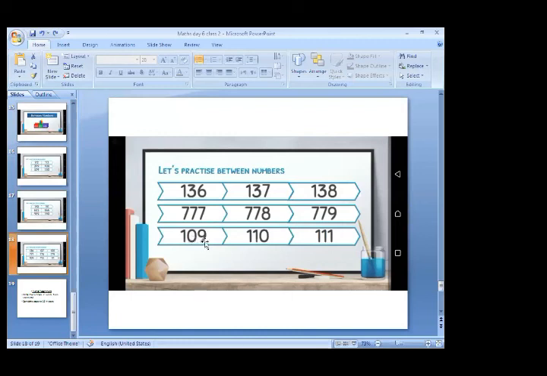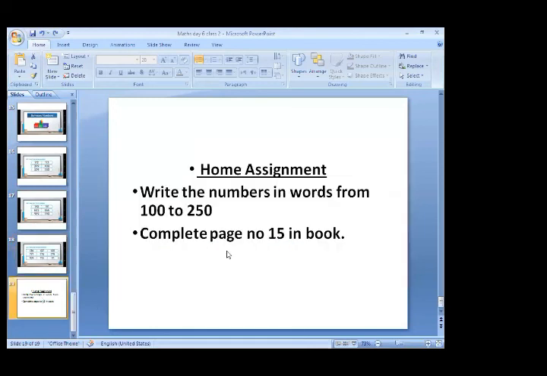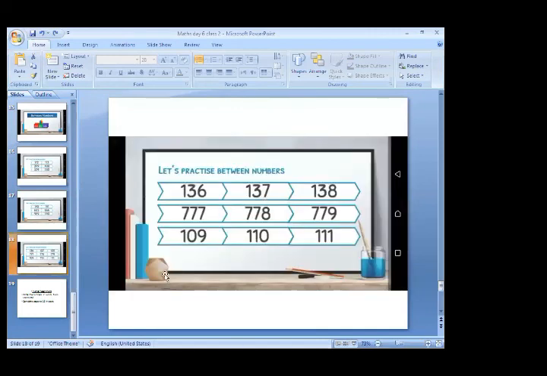Now there are two numbers, 109 and 111. Now think which number comes between 109 and 111. So first you think which number comes after 9? 10 comes. So you will write here 110. So 110 comes between 109 and 111. So you have learned about before, after and between numbers.